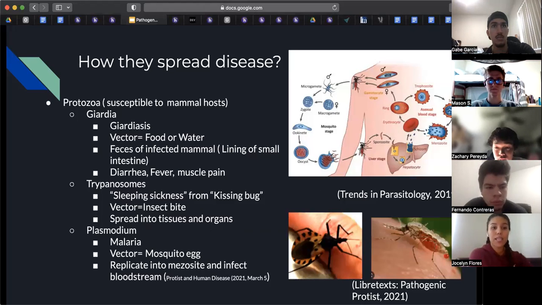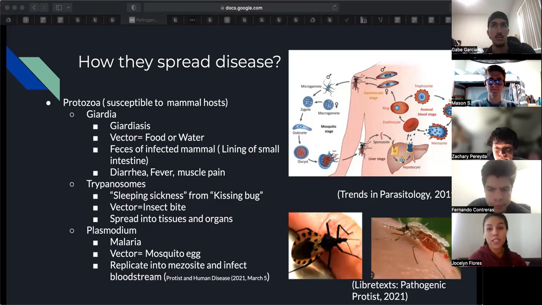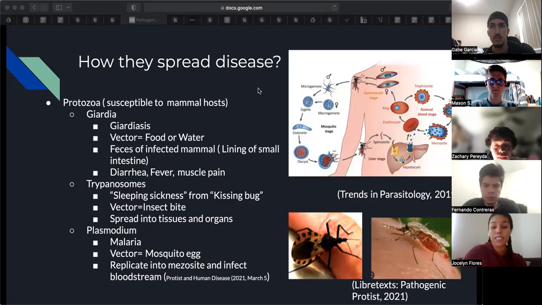So how they spread diseases. Giardia is commonly found in places with low sanitation and low access to clean drinking water. The microscopic parasite can contaminate humans from the water or even food, and the most common form of transfer can be if a fly stood on infected feces. Then it will be considered contaminated and have the ability to transfer the parasite onto food that is soon to be consumed.